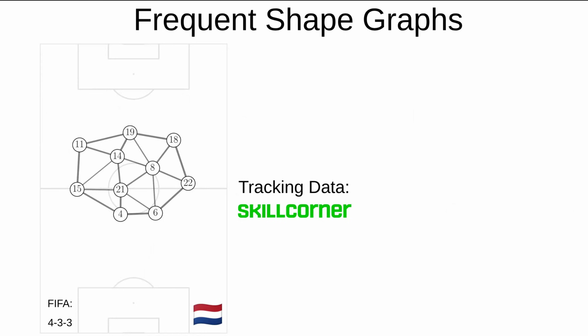So here you can see on the left side the frequent shape graph for the Netherlands in the first half, where the locations of the players are simply their average locations, but the edges are the frequent shape graph edges that have been present in at least more than 1/3 of the in-play frames. So based on this visualization, what FIFA has reported as a 4-3-3, we can maybe even make more clear: it was a 4-3-3 with a single defensive midfielder, in this case 21, De Jong for the Netherlands. You can clearly see that he was playing as the lower point of the triangle in midfield, 21, 8, and 14.